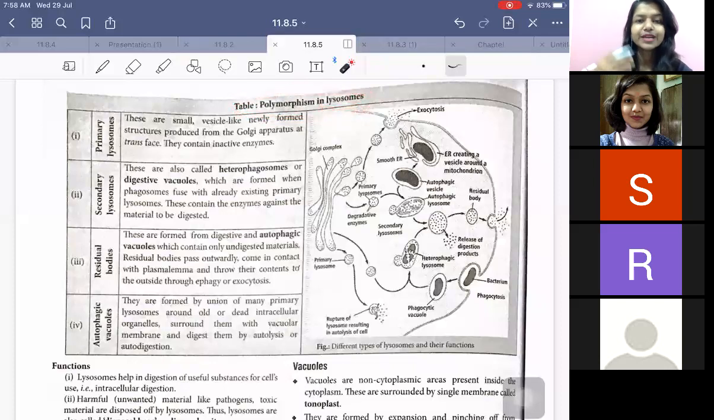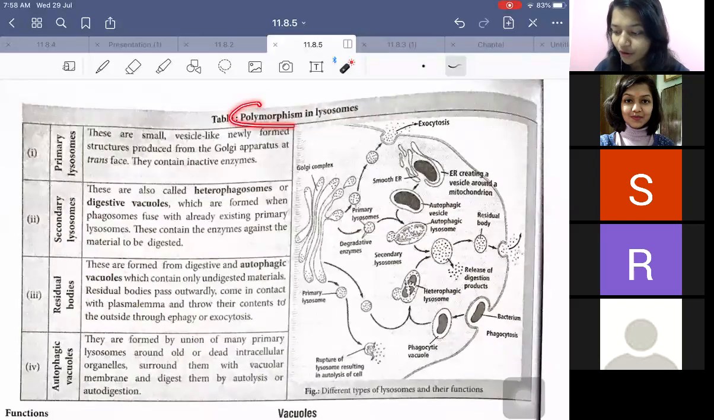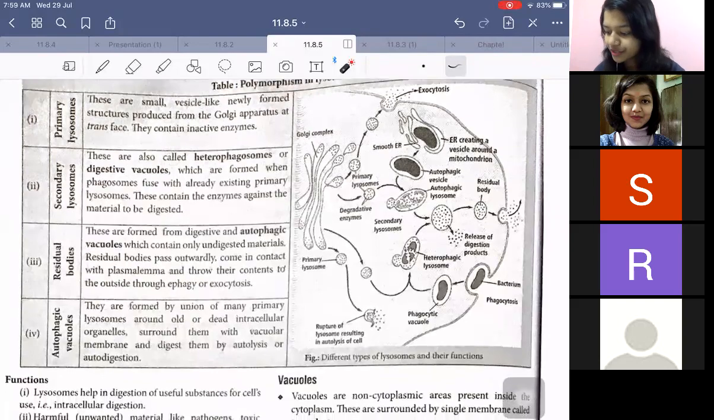So lysosomes show different structures, and that is called polymorphism. Poly, more than one. Morphism, external structures. So lysosomes show more than one structure. That is why it is said that it shows polymorphism. So let us see how it is formed.